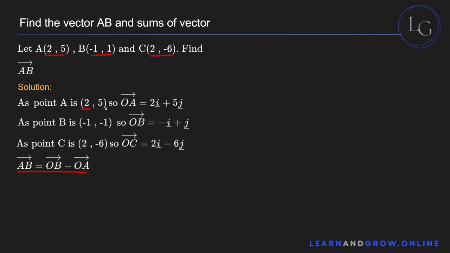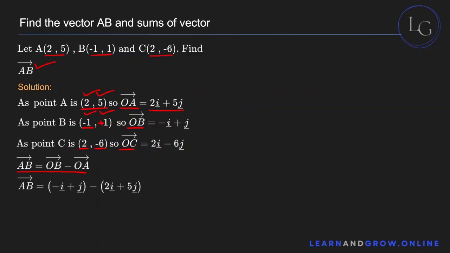The point A is 2, 5. So, as we have discussed many times earlier, the position vector of A, OA, that goes from the origin to A, is 2i plus 5j, because it's 2 on the x-axis and 5 on the y-axis. Now, the point B is at -1 and +1, so its position vector OB will be -i plus j. And the point C is at 2, -6, so OC is 2i minus 6j. Now we have to find AB, so AB is equal to OB minus OA. And you can verify this by using the triangle method of vector addition.